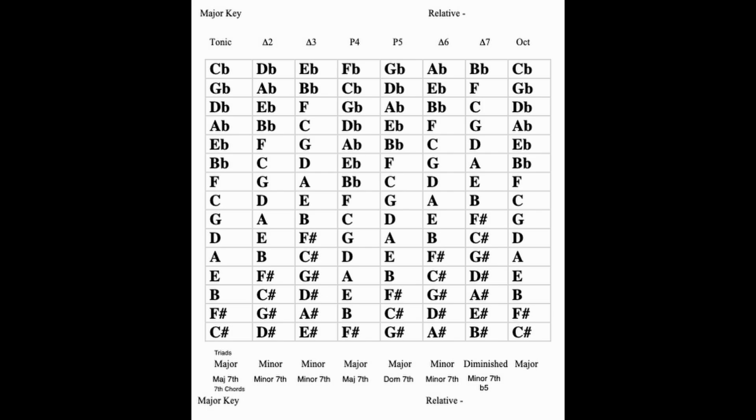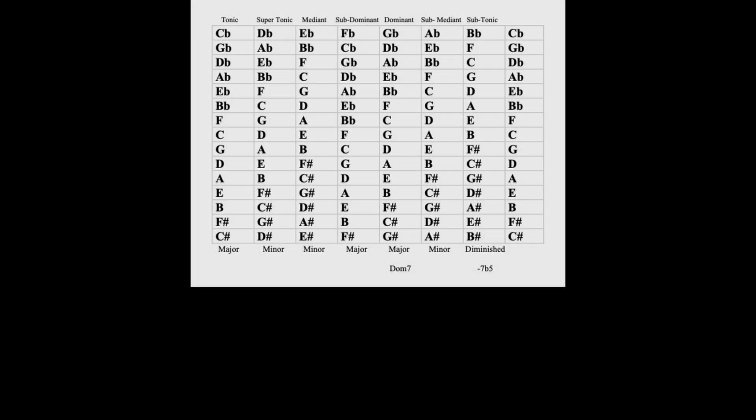Adding this to our scale chart, we see the scale in seventh chords for all the keys as seen here. A scale in triads mirrors the seventh chords with the exception of the 5 being a dominant seventh and the 7th being a half diminished seventh.